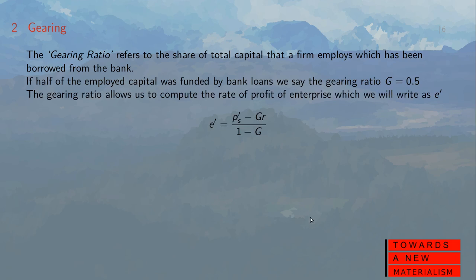If you've got the gearing ratio, you can compute the rate of profit of enterprise, which I'm going to write as E prime. So the rate of profit of enterprise is the stock rate of profit minus G times the rate of interest, over 1 minus G. Now that looks a rather complicated formula, so I'll explain it.